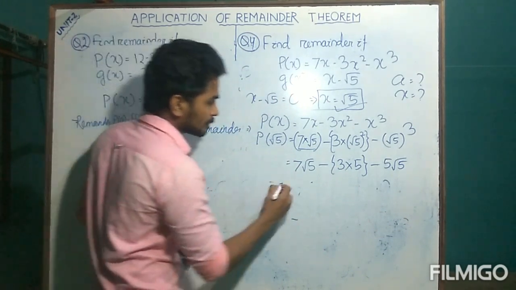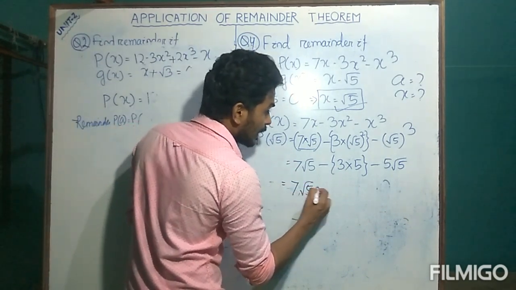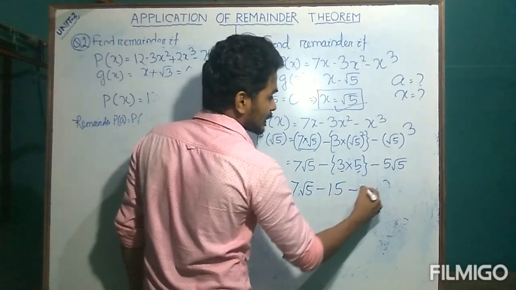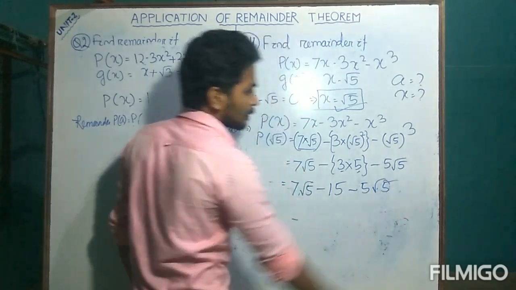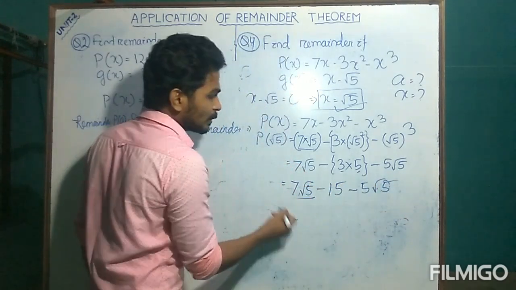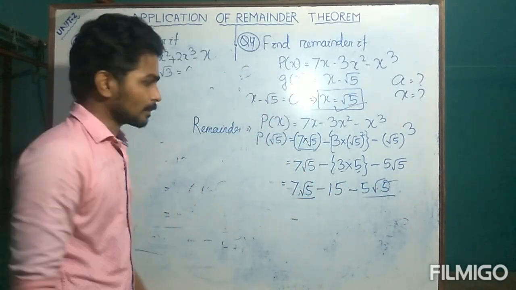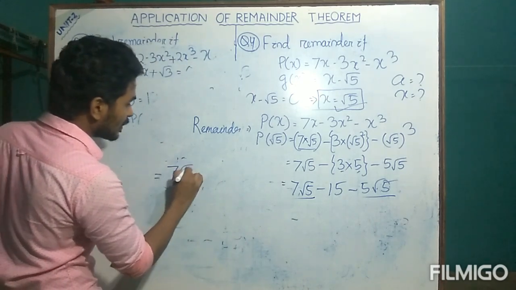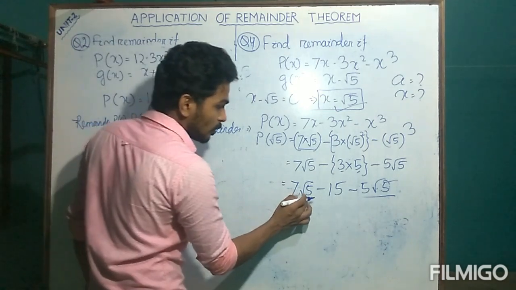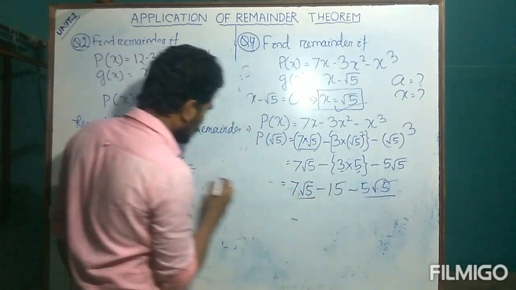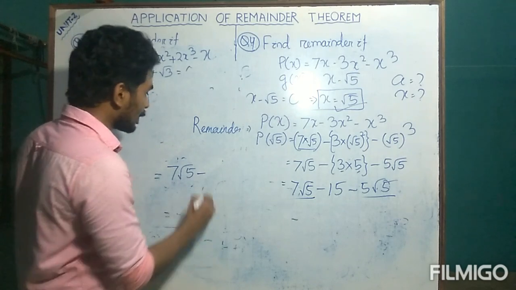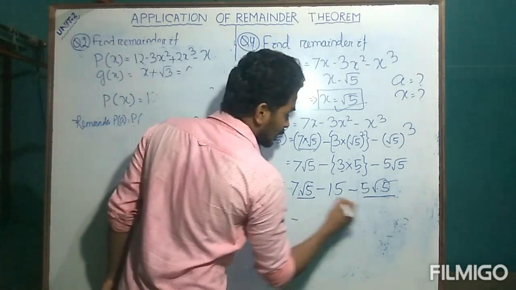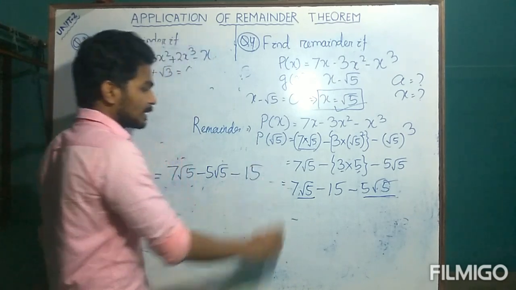Here then 7 root 5 minus 3 5 is 15 minus 5 root 5. In these three terms we have two irrational terms, so make them closer. So here we have 7 root 5, so minus 5 root 5 will come closer to 7 root 5. So this and this go out, then minus 15 will remain.